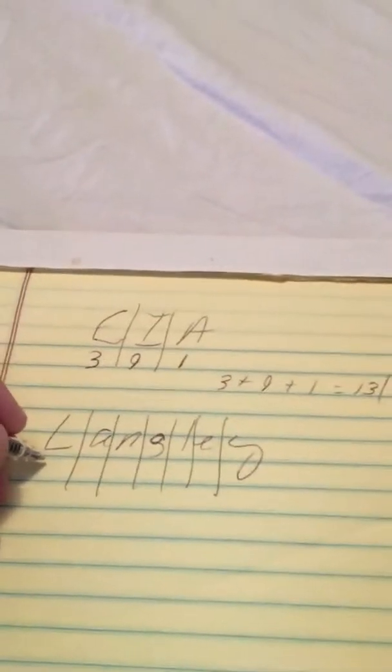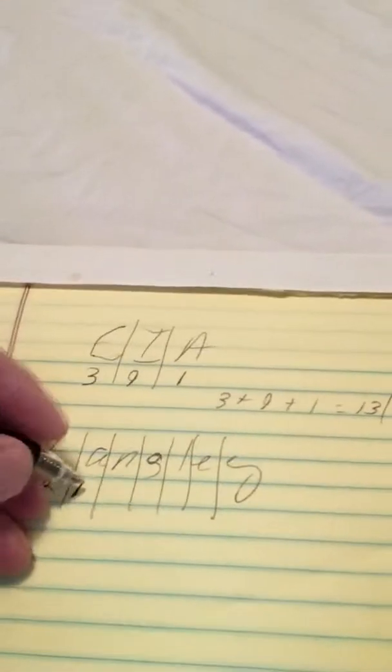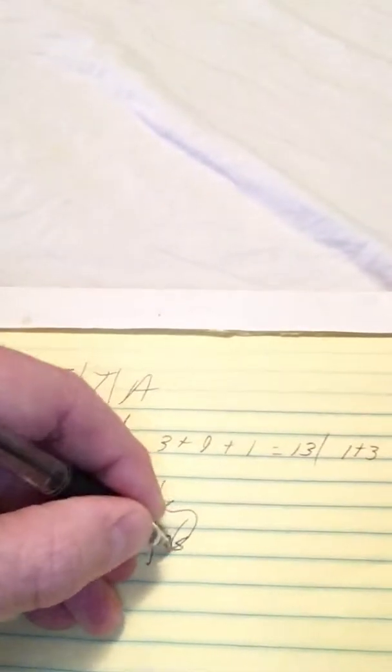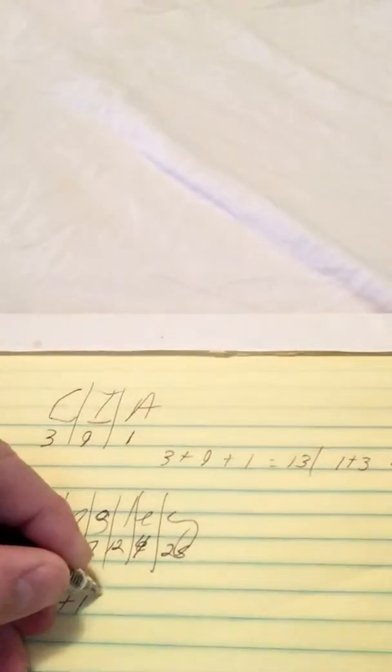And then if you come down to Langley, and L is equal to 12, and A is equal to 1, and N is equal to 14, and G is equal to 7, L is equal to 12, E is equal to 5, and Y is equal to 25, then what you would essentially get is 12 plus 1 plus 14 plus 7 plus 12 plus 5 plus 25 equals 76, which also could be said to be 7 plus 6, or 13, which would also equal 4, using the same model. And you can see the two 4s correspond, and 4 plus 4 would equal 8.